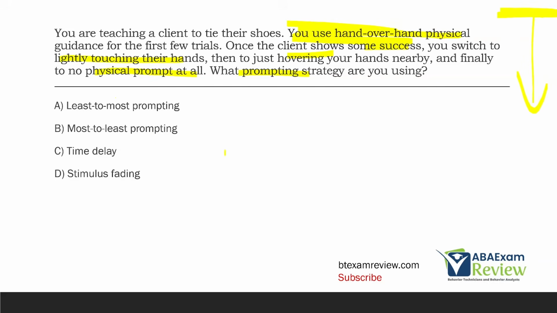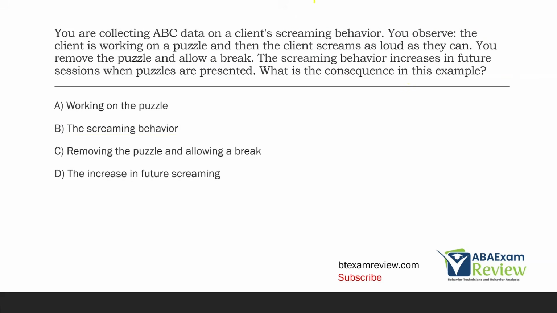Time delay. What is a time delay? A time delay is where we give someone a certain amount of time to answer before giving the prompt. That is not what is happening here. And then stimulus fading. We are prompt fading, but we're not necessarily changing the stimulus around. We're just fading out our physical prompting, which means we are going most to least. We're starting with the most intrusive and reducing it more and more as we go.